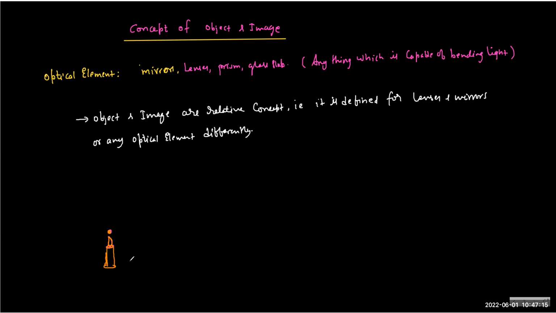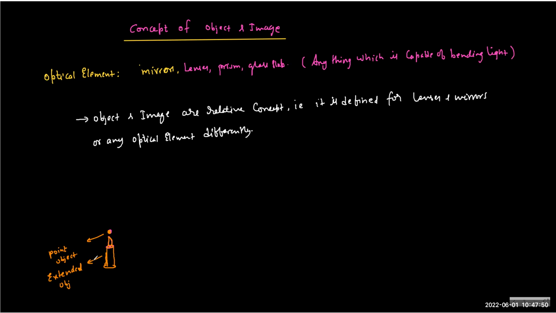I'm just trying to replace the body with a point. A body is called an extended object, and this is called a point object. What we need to understand is that an extended object can be thought of as a combination of infinite point objects.